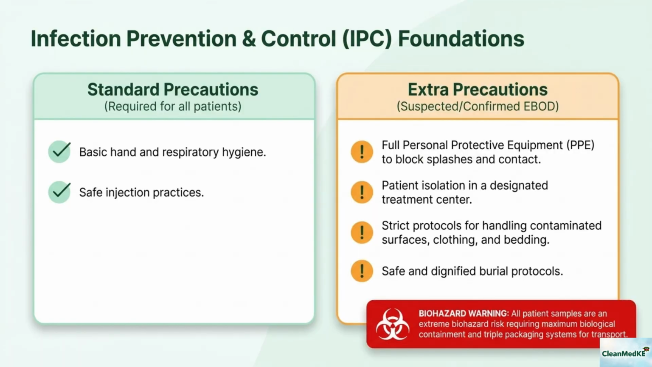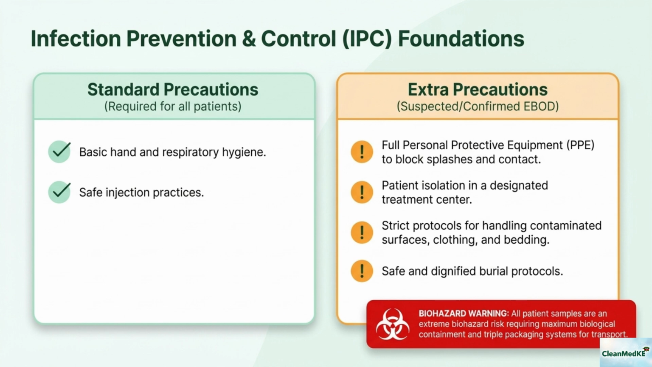For all patients, we maintain standard precautions: hand hygiene, respiratory etiquette, and safe injections. However, the moment a case of Ebola is suspected, we must shift to extra precautions. This means full personal protective equipment, PPE, to block every possible splash or contact point, isolating the patient in a dedicated center, and following rigorous protocols for contaminated linens and clothing.